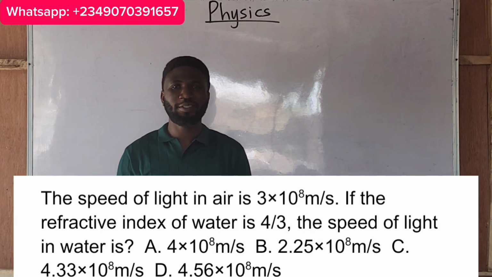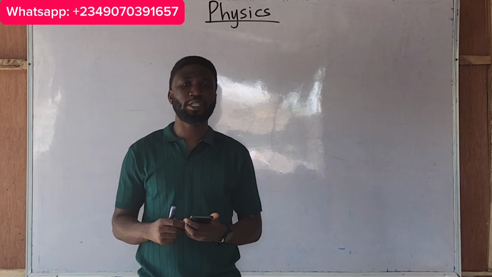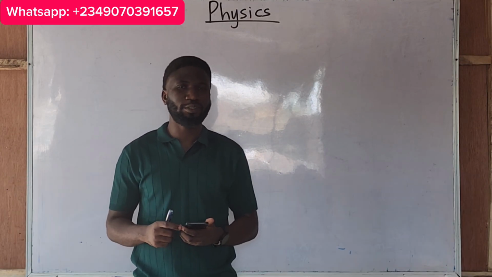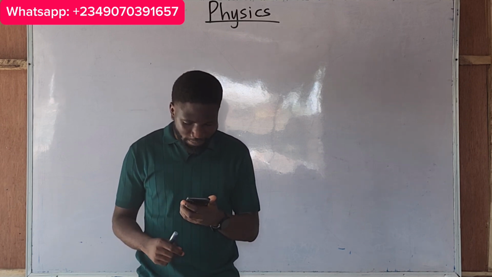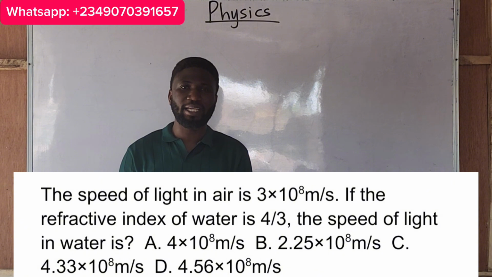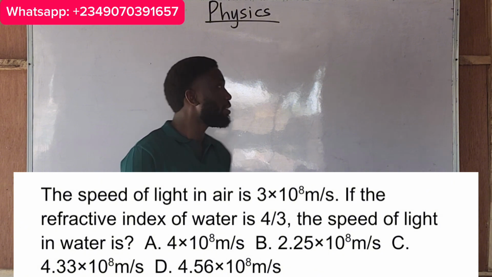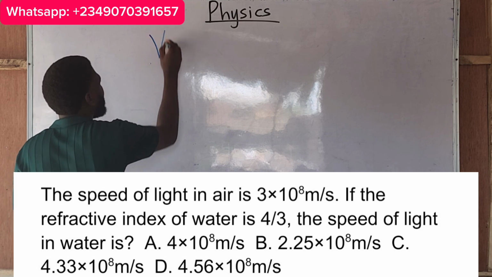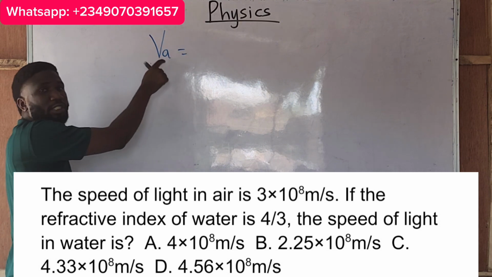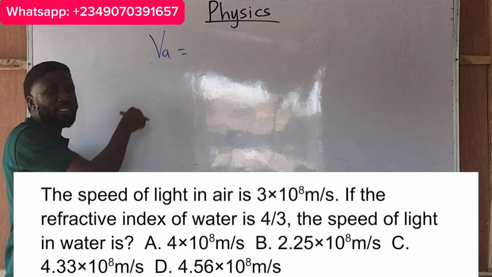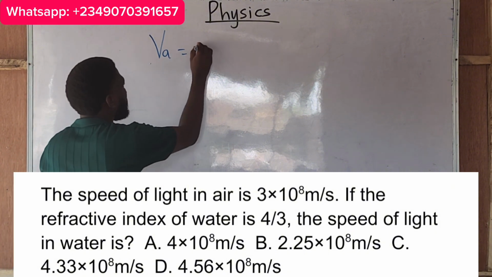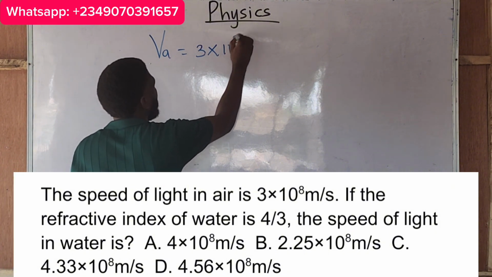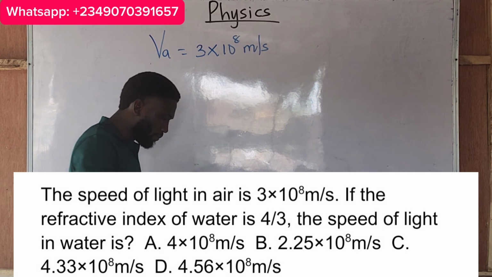With this question, let me teach you a very simple trick you can use in answering questions on refractive index. The question says that the speed of light in air is 3 times 10 raised to power 8 meter per second. This is V subscript A. This V here represents the speed, and A here represents air. So it is 3 times 10 raised to power 8 meter per second.